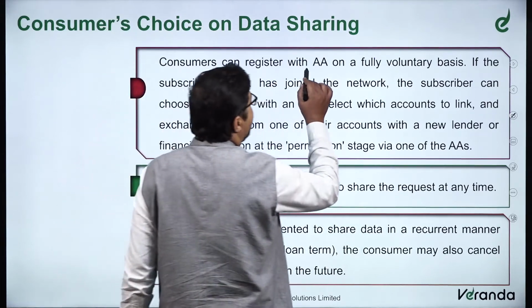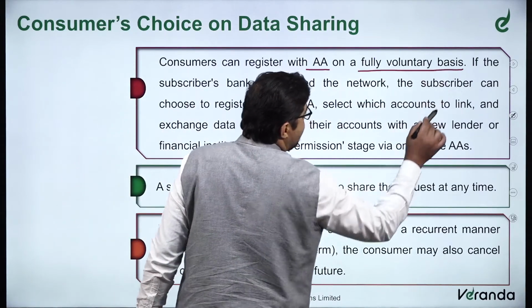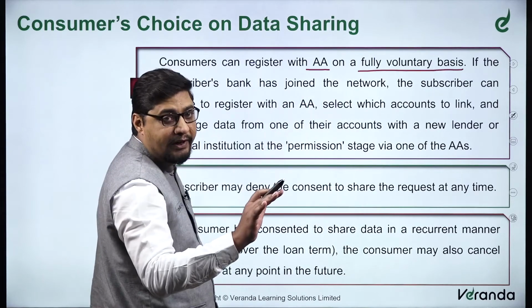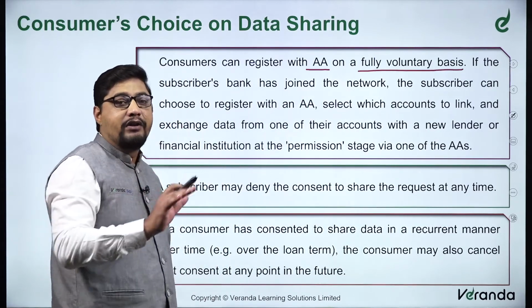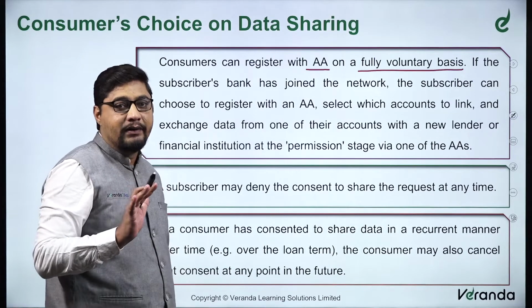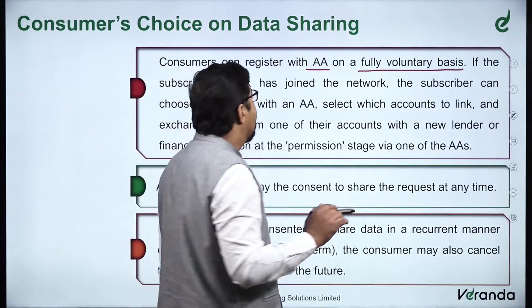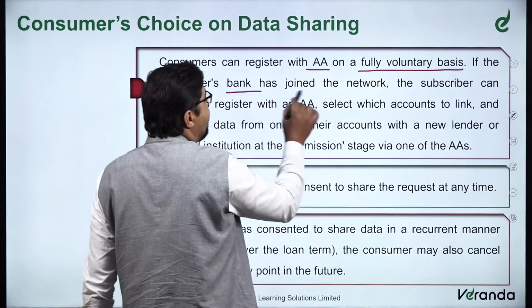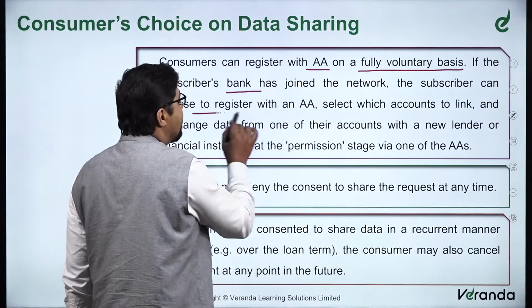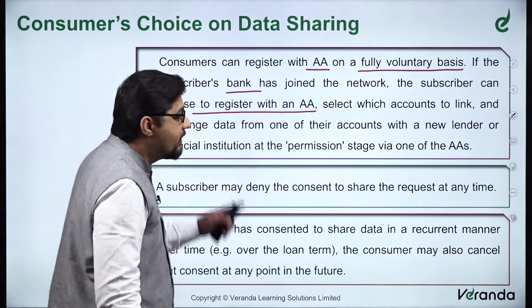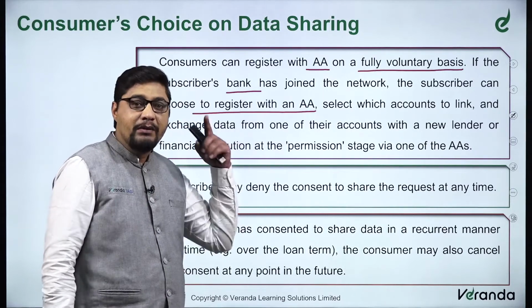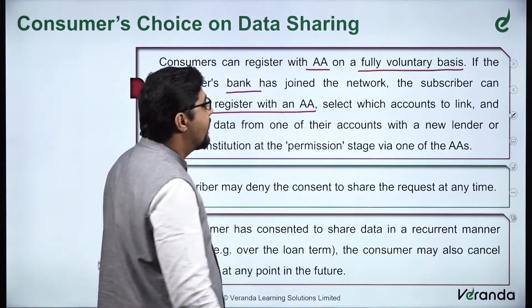Consumers can register with an account aggregator on a fully voluntary basis. So that is voluntary, it will not be compulsory. Tomorrow the bank will not say, okay, you have to subscribe to our account aggregator. That cannot be done. What you have to do is agree to that. If the subscriber's bank has joined the network, the subscriber can choose to register with an account aggregator. So it is their optional choice. It is not compulsory. Okay. Select which account to link.